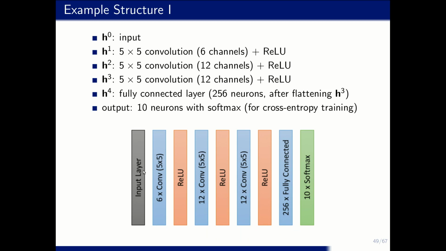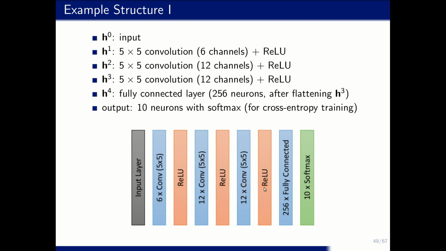And essentially this is just describing a stacked ConvNet structure where we start with an input layer, the image, and then we have a 5x5 convolution with 6 channels, and then we apply a ReLU non-linearity, then again a 5x5 convolution, but this time with 12 output channels, another ReLU, another convolution, another ReLU.